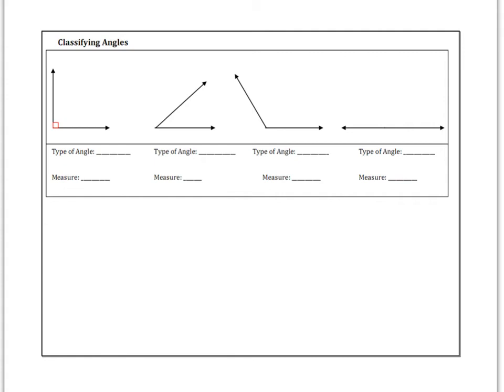The first one is a right angle. A right angle is exactly 90 degrees. I know it's a right angle because it has that little red box in the corner. The second one is an acute angle. I like to say it's a cute little angle. It's this angle right in here. Acute angles are basically between 0 and 90, or if you want to say less than 90 degrees.